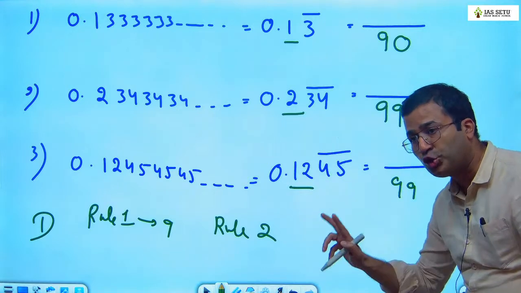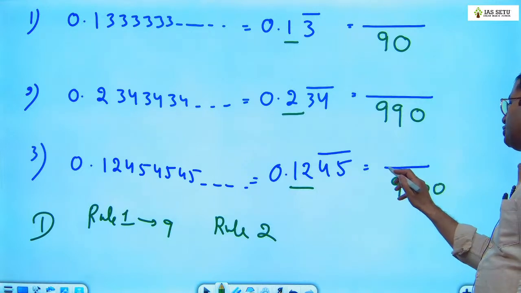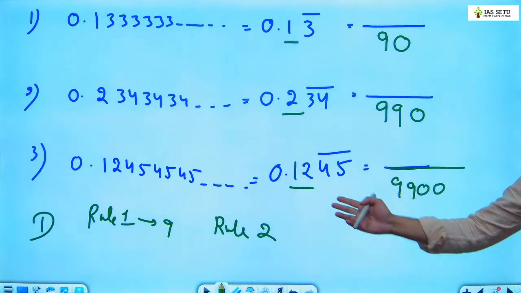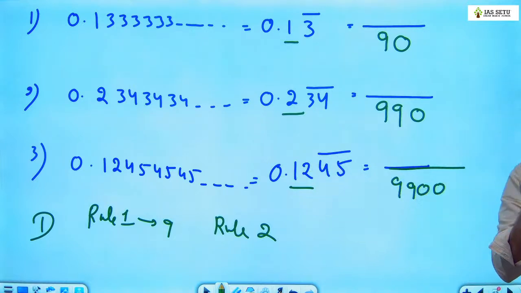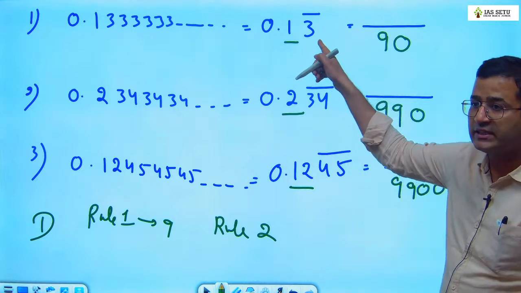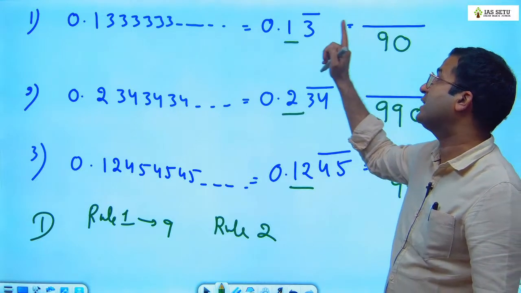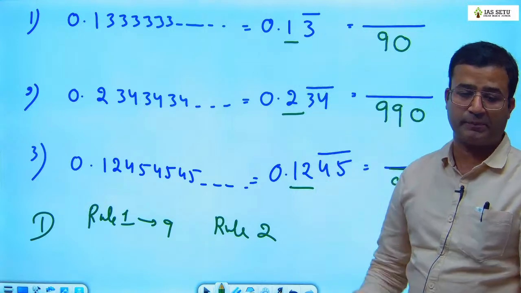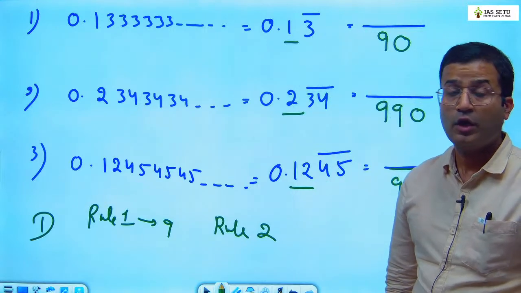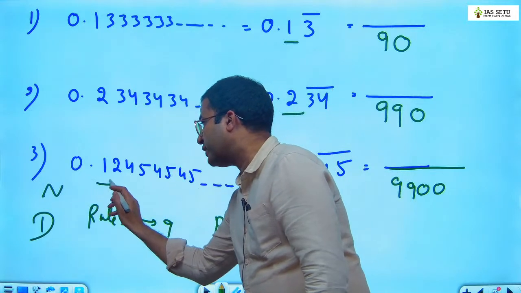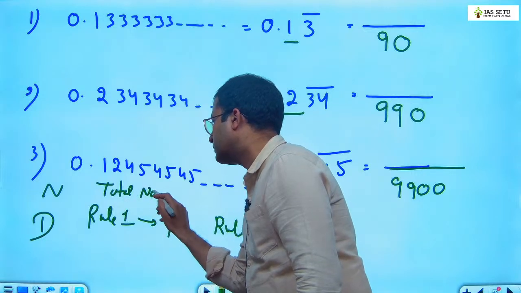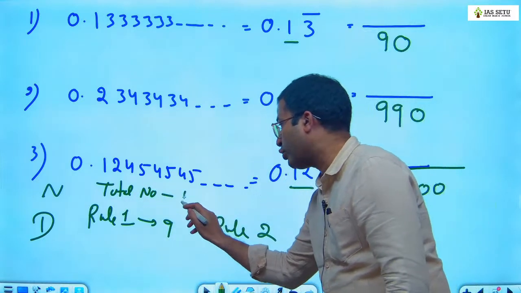In this question there are 2 digits between the decimal and the recurring part, so you have to put 2 zeros. We have only 2 rules for the denominator, 9 and 0: 9 as many as digits under the bar, 0 as many as digits between the decimal and recurring part. For the numerator also we have 2 rules, that is easy. What is the numerator? Total number minus non-recurring.